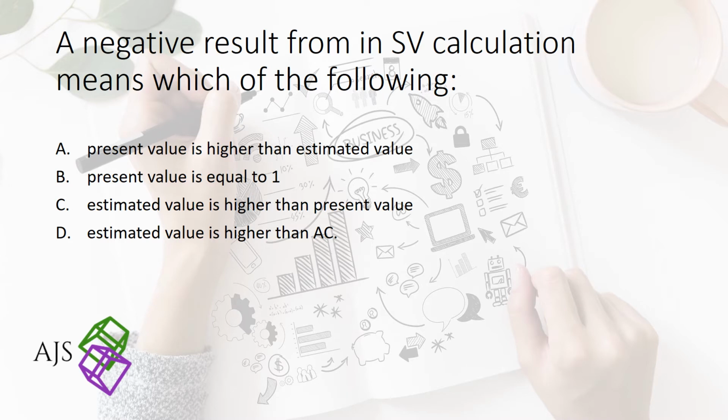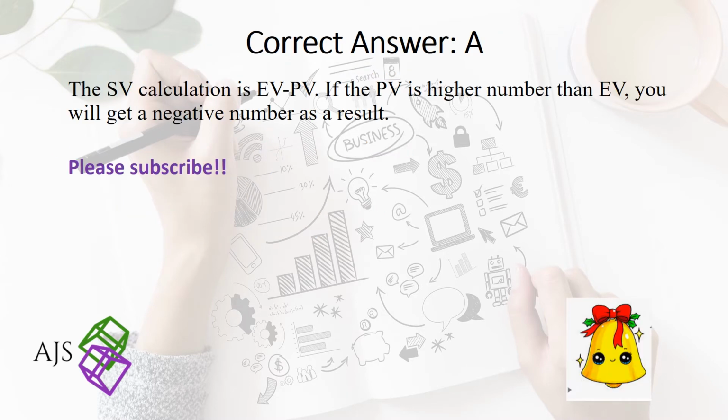And the correct answer is A. The SV calculation is estimated value minus present value. If the present value is a higher number than estimated value, you will get a negative number as a result.